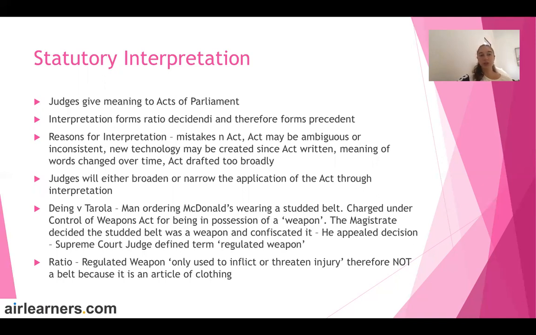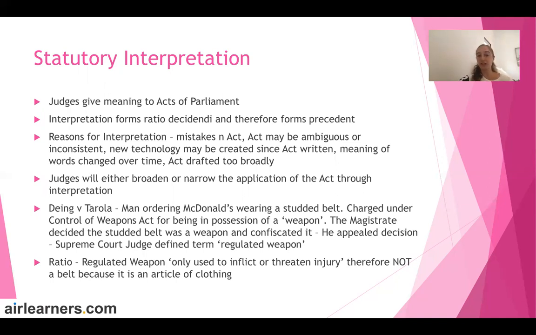The reasons why statutory interpretation may be necessary is if there's a mistake in the Act of Parliament, or if the Act is ambiguous or inconsistent, so it might use high schools in one place, primary schools in another place, and then say schools in another place. Does that mean all schools, or do they make a mistake? And the judges would have to interpret that and decide.